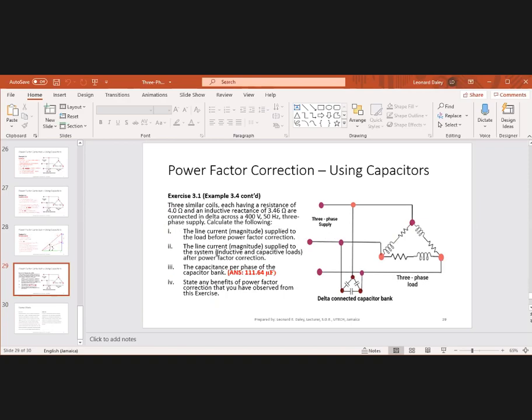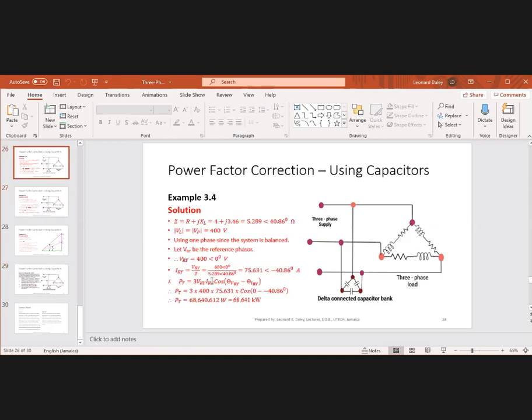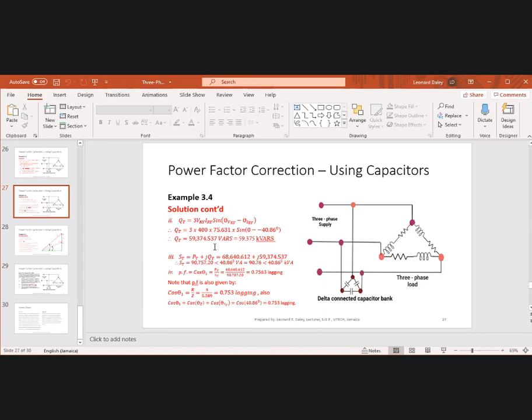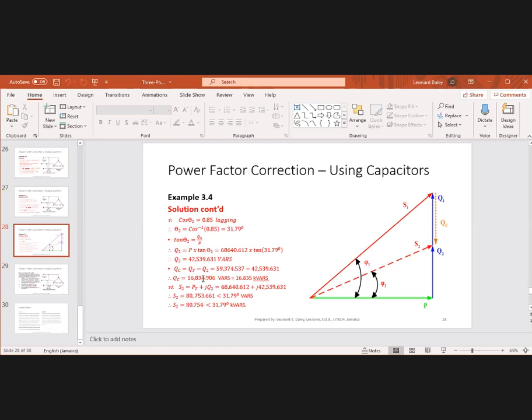And then we need to find the line current again after power factor correction. So the easiest way to go about it is to find what the apparent S was after, and then divide by root 3 times 400, right? So it is the 80.754 kVA divided by root 3 times 400, and you would get a... let me see what that number would be. Yeah, try work it out now.